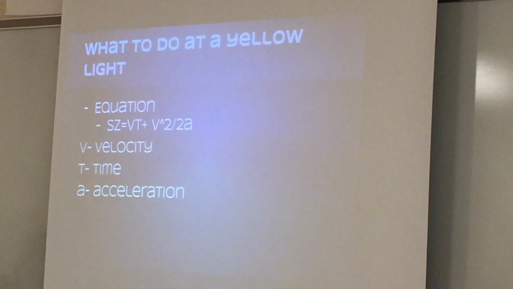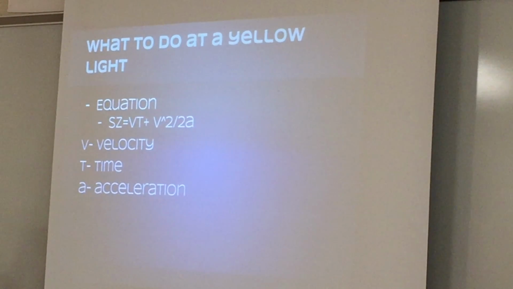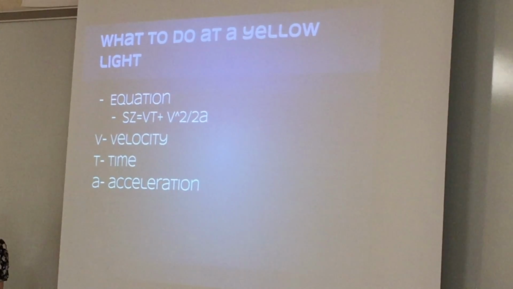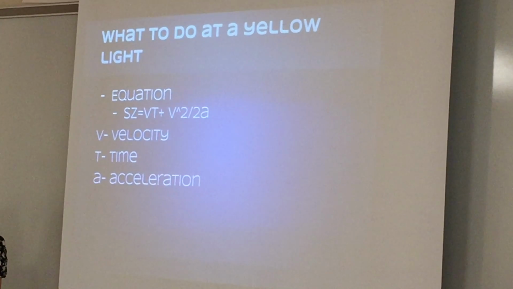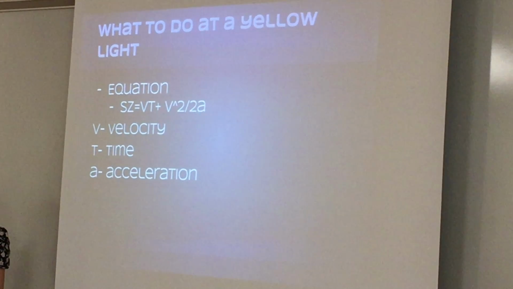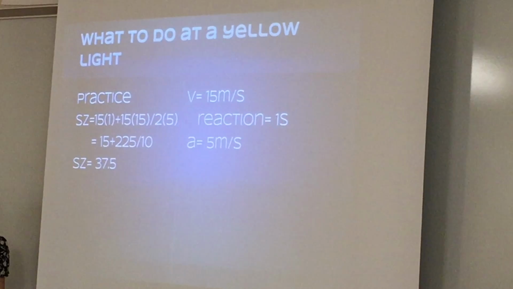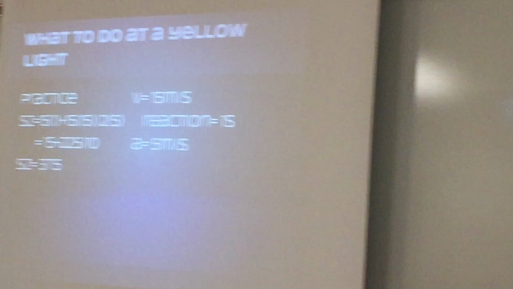And that's the equation for the stop zone. It's v times t plus v squared divided by 2a. V is velocity, t is time, and a is acceleration. And that's another practice problem.